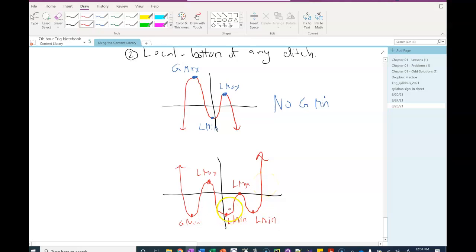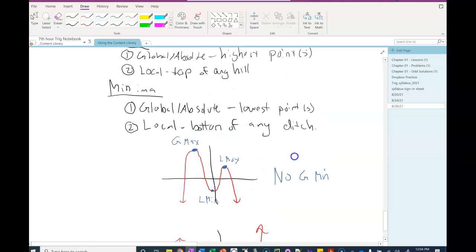If those were all the same hill, like they're kind of close, you could say that if they all had the same y coordinate there at the bottom, all three of them would be global mins. You can have more than one global min if you have a tie for the lowest. You can do the same thing for maxes. You could have more than one global max if you have a tie for the top.